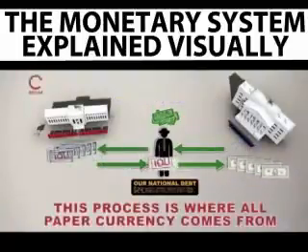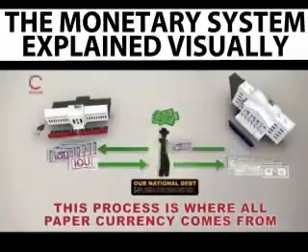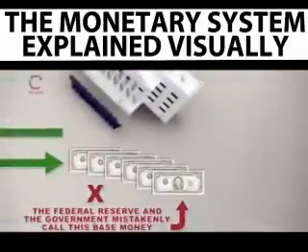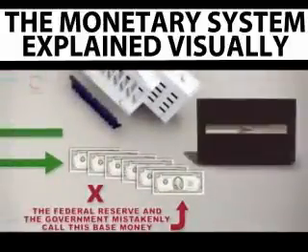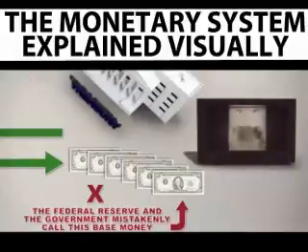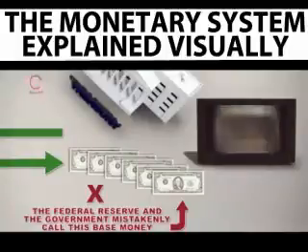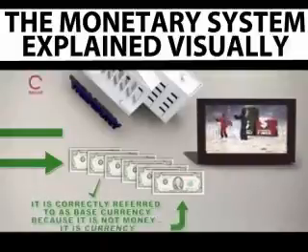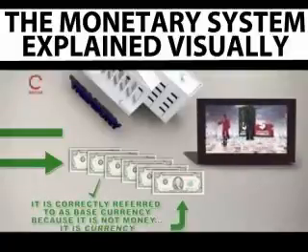This process is also where all paper currency comes from. The Federal Reserve and the government mistakenly call it base money because they didn't watch episode 1 of this series and they don't know the difference between money and currency. But I will correctly refer to it as base currency because it is not money.